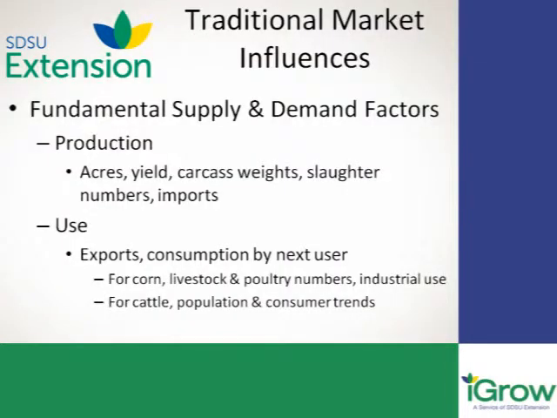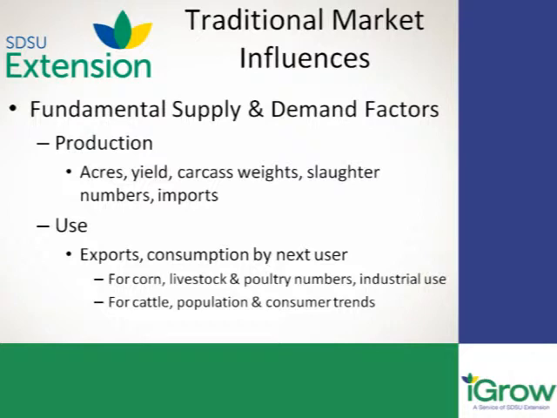You know, back when I went to college and even the first years I started teaching marketing in universities, we typically tended to think mostly about some of the traditional things that influence market, just about all of them being very fundamental supply and demand types of factors. For example, on the supply side, we'd think about production numbers, acres or the bushel per acre type of figures. We'd talk about, on the livestock side, carcass weights or how many livestock slaughter we're looking at for a particular week or month, or for either kind of commodities, grain or livestock, how much is being imported into the United States, the typical supply things that we think about.